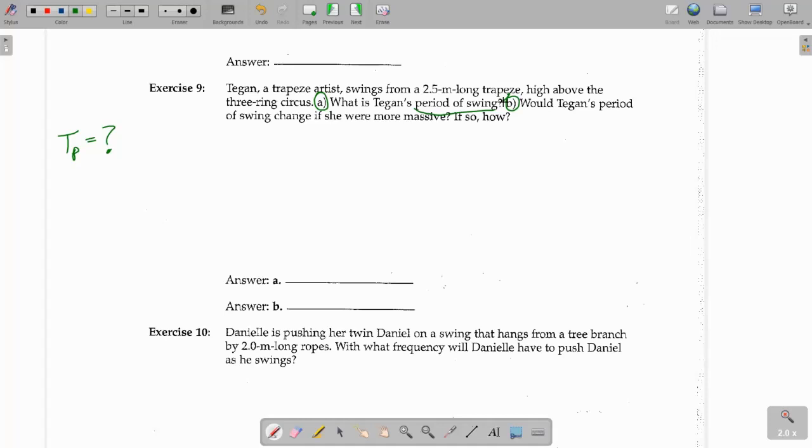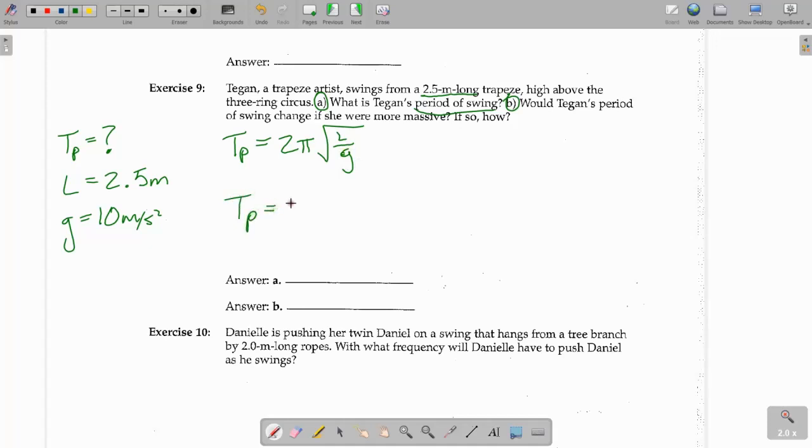But let's go back through the problem and let's underline what we have. So we know that we have a 2.5 meter long trapeze, so that is the length of the pendulum, 2.5 meters. And then we know that the acceleration due to gravity is 10 meters per second squared. Period of a pendulum is equal to 2 pi times the square root of length over acceleration due to gravity. We'll go ahead and plug our numbers in.